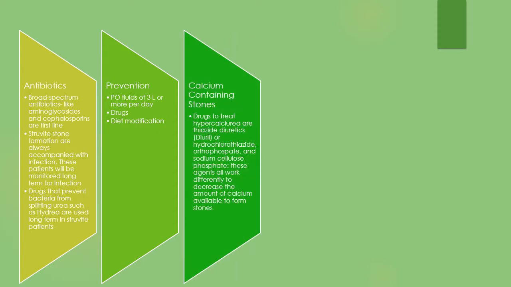Okay, let's talk about a few of the different types of stones. We have the calcium containing stones. There are drugs to treat hypercalciuria, or these are the thiazide diuretics like Diuril or hydrochlorothiazide. There's orthophosphate and sodium cellulose phosphate. These agents all work differently, and they decrease the amount of calcium available to form the stones.